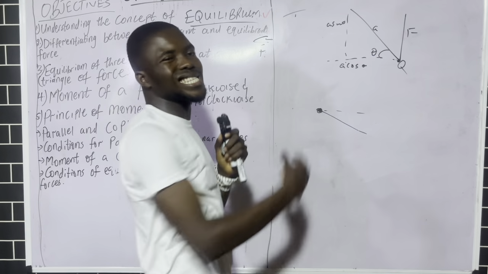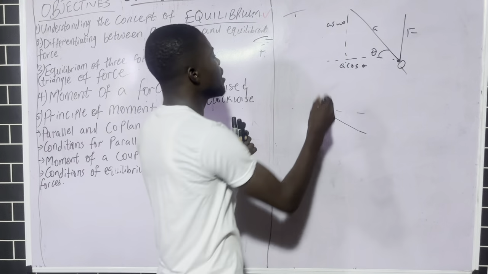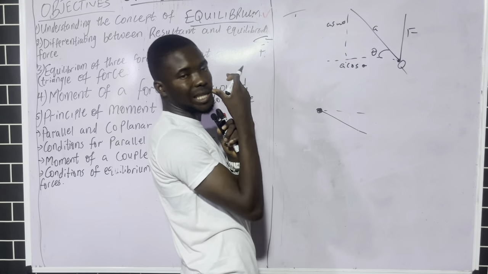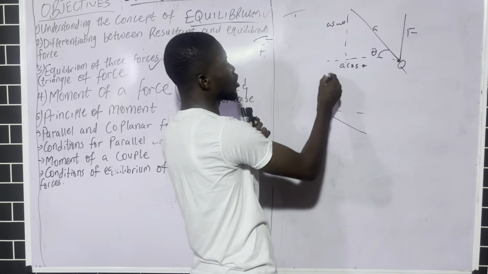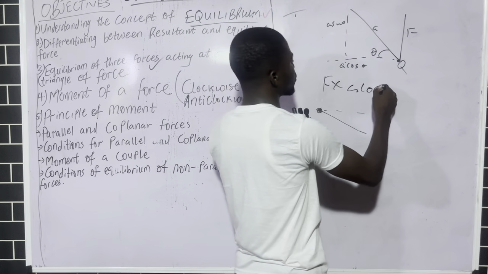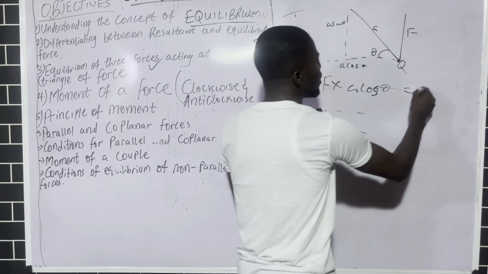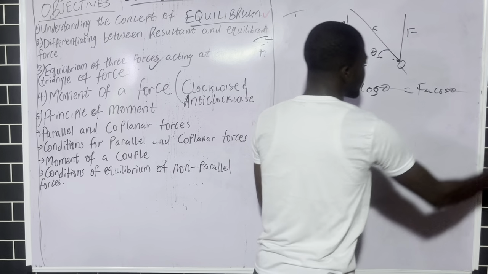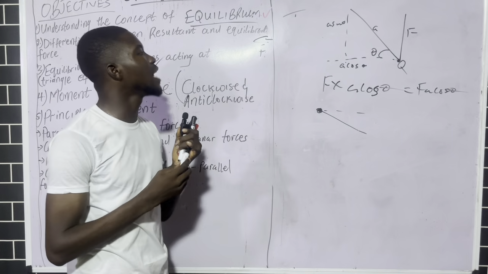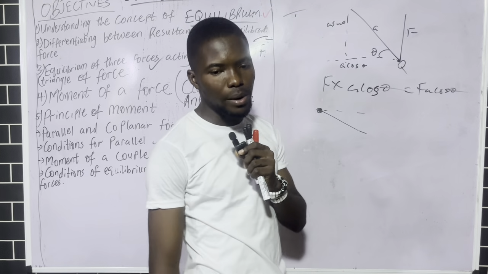So in this case, if you want to find the moment, since moment is force times perpendicular distance, and the perpendicular distance here is A cos theta, the answer will be F times A cos theta. That will be FA cos theta. Are you with me now? So the answer is FA cos theta. That's actually what moment of the force is.